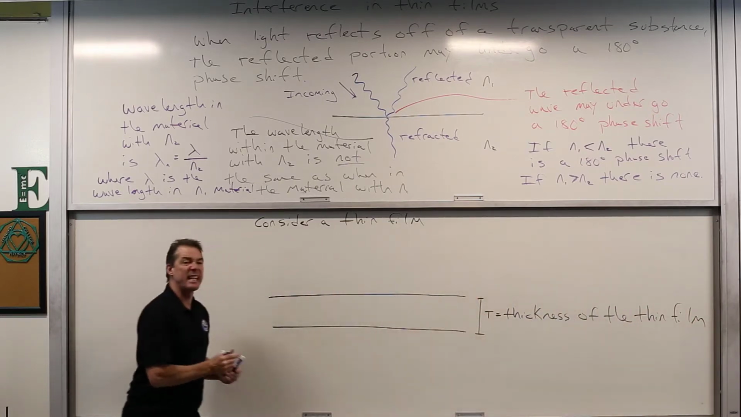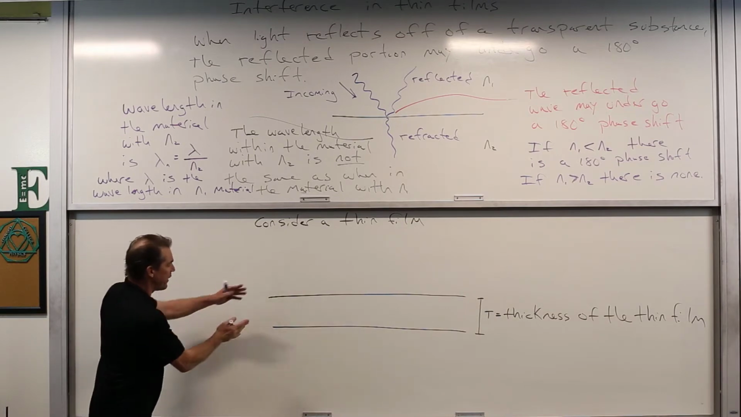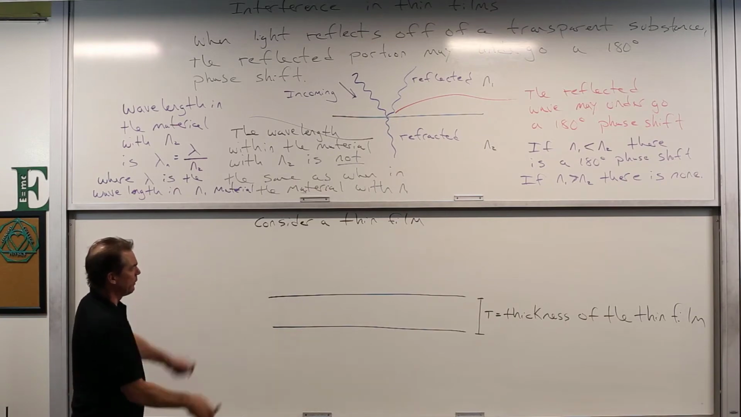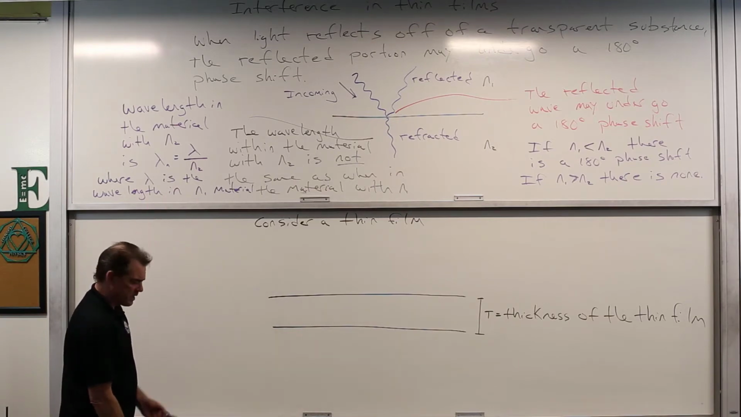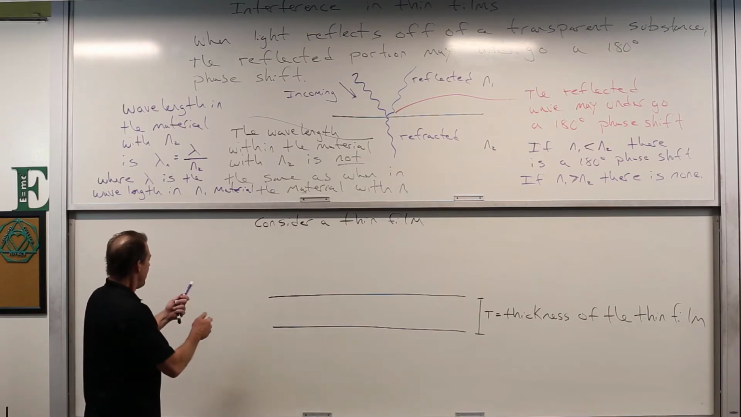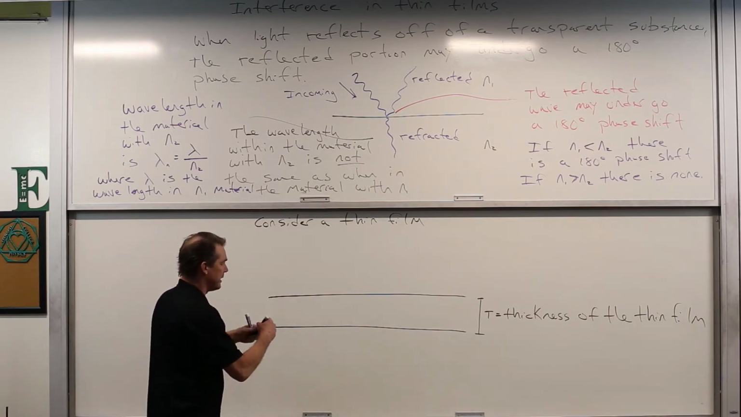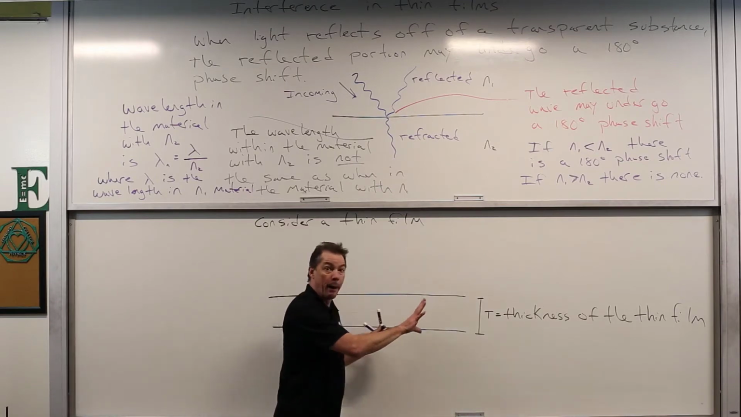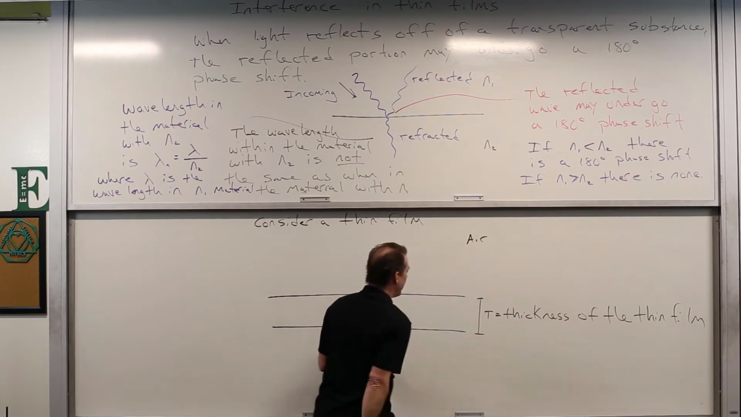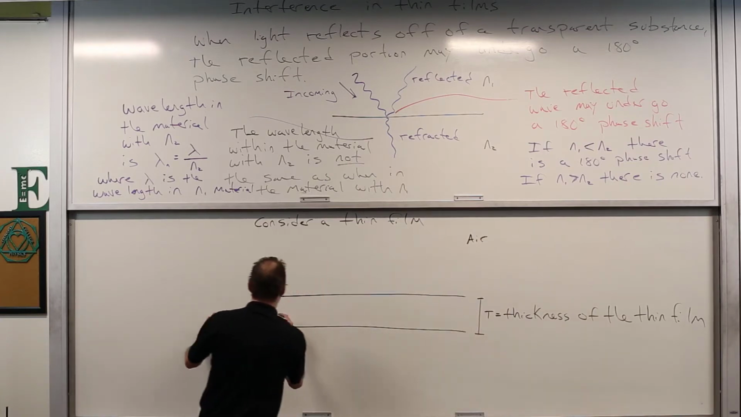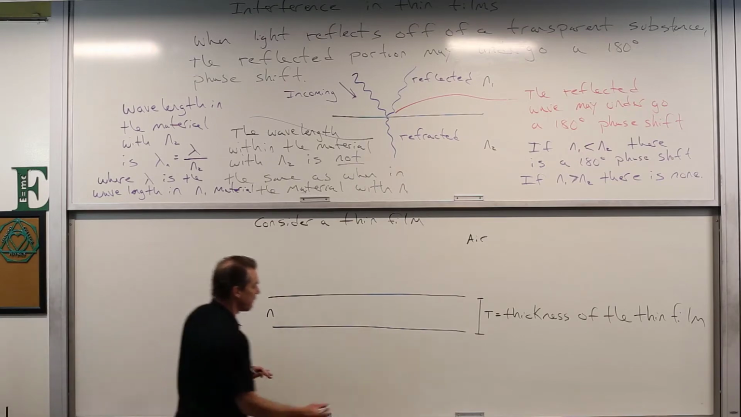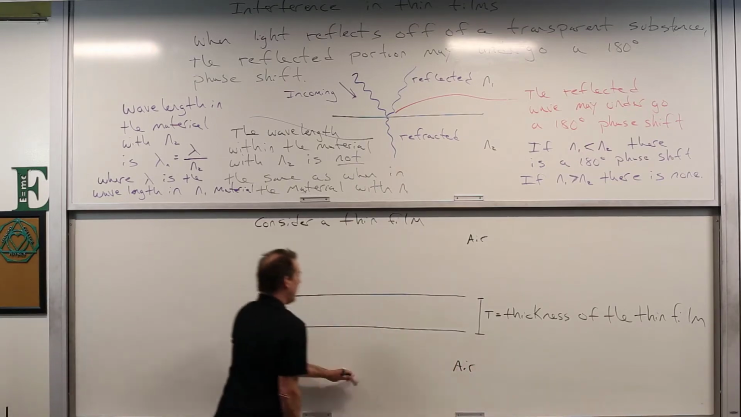has some thickness T, we'll call it. Thickness of the thin film. And thin, we're talking about microns thin when we're dealing with visible light. So let's take, for instance, a thin film of a bubble, perhaps. We've got air out here, we've got some material that has some index of refraction, we'll just say N, and then we've got air here.